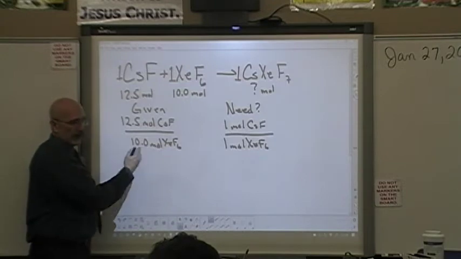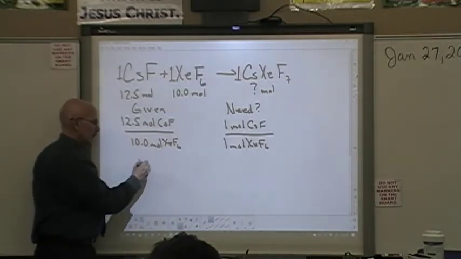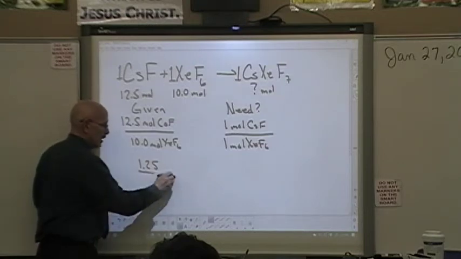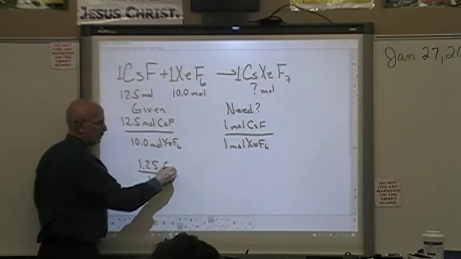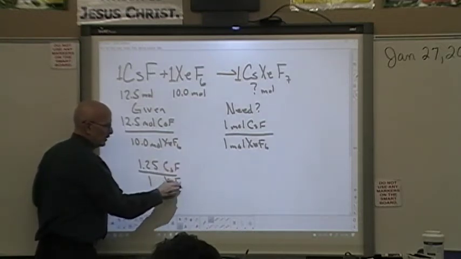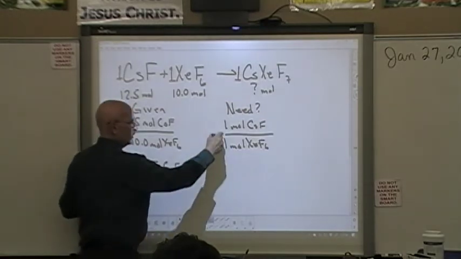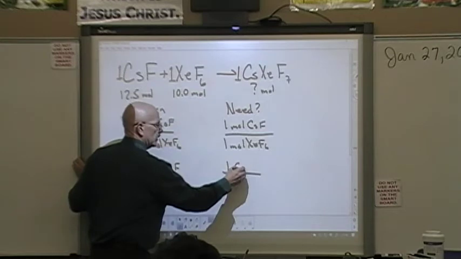So the easiest way to do that is divide these two numbers. 12.5 divided by 10, 1.25, right? So this is a 1.25 to 1 ratio. I could write moles, but I'm just going to shorten it a little bit. This is what I'm given, and this is still 1 to 1. 1 divided by 1 still is going to be 1 all day long.